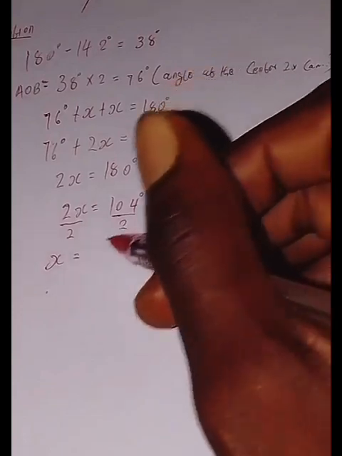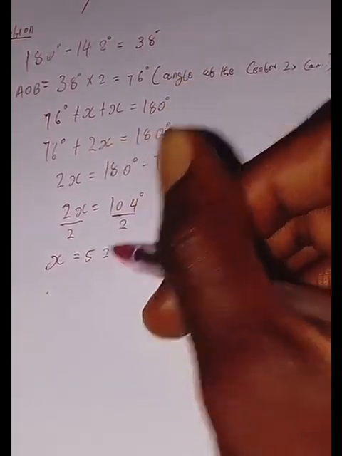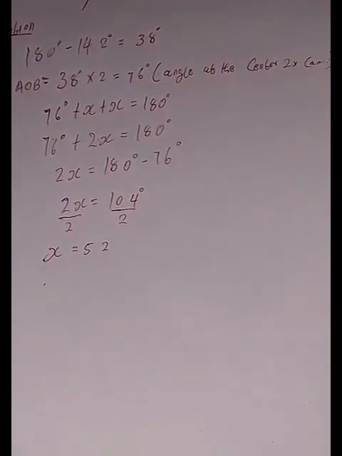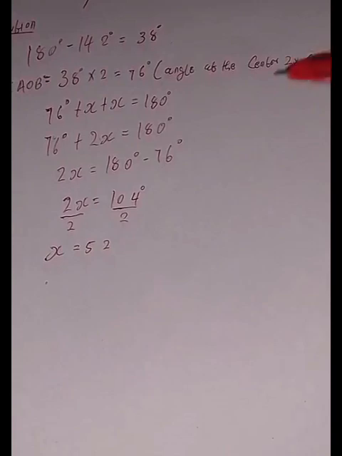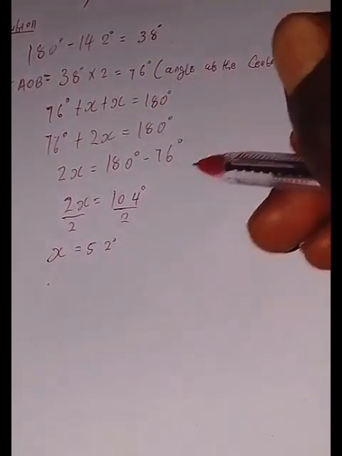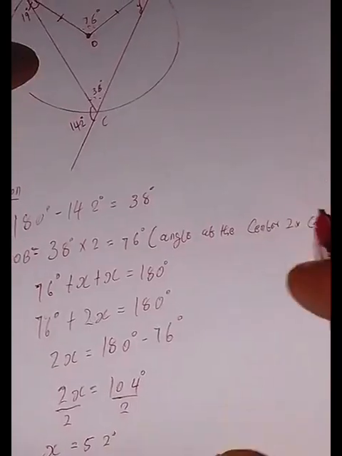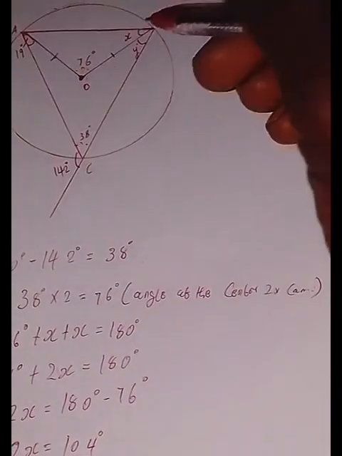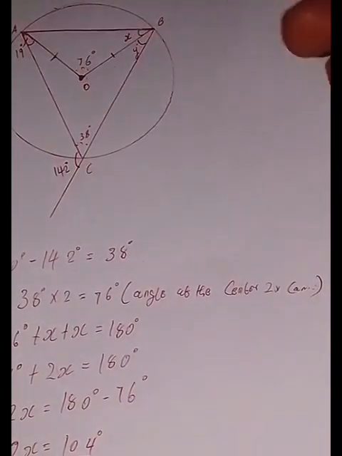104 divided by 2 will give us 52. It gives us 52 degrees. So x is 52 degrees. So we have now gotten our x from here. x is 52 degrees.